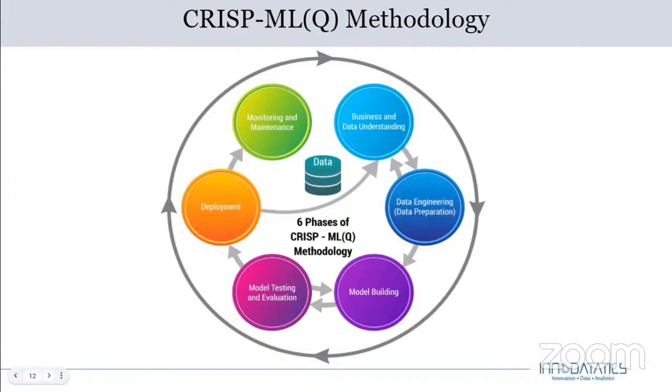The second step moves to data engineering and data preparation. In this second phase of the CRISP-ML(Q) process, we aim to prepare data for the following modeling, like data selection, data cleaning, feature engineering, and data standardization. These tasks are performed during this phase.